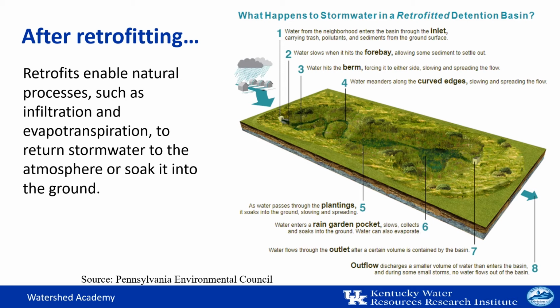Additional plantings can help absorb some of the water and encourage it to soak into the ground. Possibly a rain garden pocket that provides a concentrated area of stormwater treatment can be added. And the outlet and outflow structures can better be used to control the amount and the timing of the water releases.